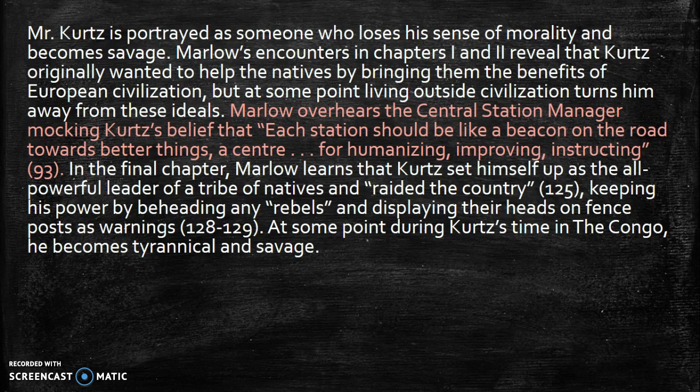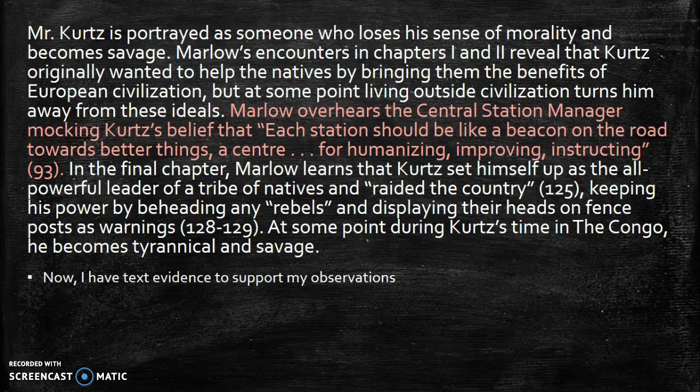Mr. Kurtz is portrayed as someone who loses his sense of morality and becomes savage. Marlowe's encounters in chapters 1 and 2 reveal that Kurtz originally wanted to help the natives by bringing them the benefits of European civilization, but at some point, living outside civilization turns him away from these ideals. Marlowe overhears the Central Station manager mocking Kurtz's belief that, quote, each station should be like a beacon on the road towards better things, a center for humanizing, improving, instructing. That's from page 93. And the rest of my response continues with the rest of my original text evidence.